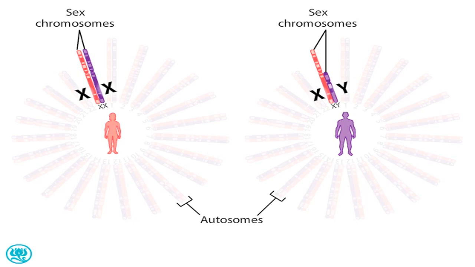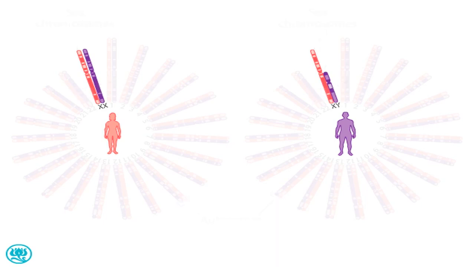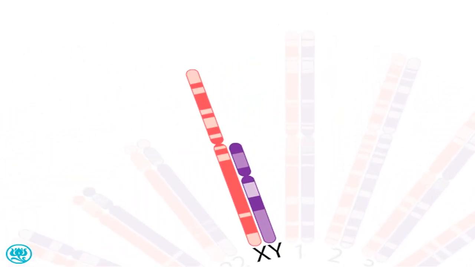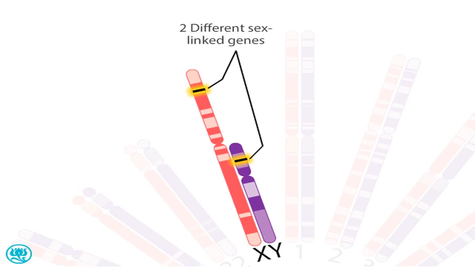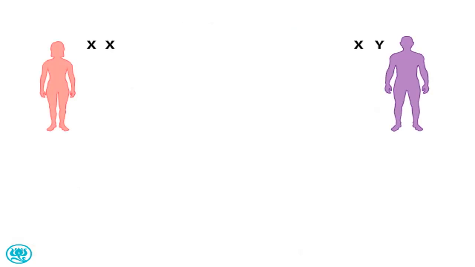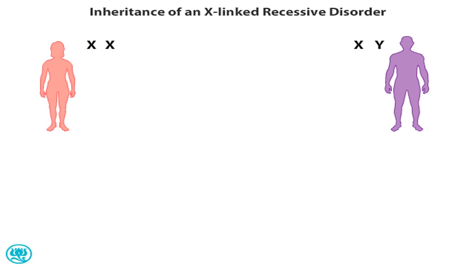For instance, some genetic disorders are more common in males than in females because the genes for the disorders are located on sex chromosomes. That is, the genes are sex-linked. If a gene is on the X chromosome, it is more specifically X-linked, and if it is on the Y chromosome, it is Y-linked. How does the inheritance of an X-linked recessive disorder look?